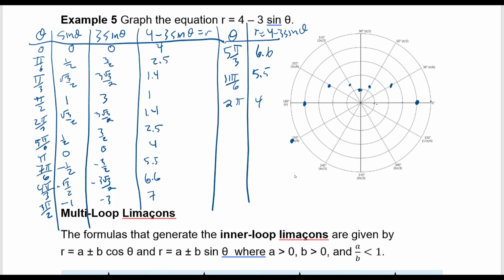At 4 pi over 3, we're at 6.6. So like, let's call that 6, call this 7. So right about there. Because at 3 pi over 2, excuse me, we're down here. And then we're here, 6.6, then 5.5, then back to 4. So the shape we're getting is something like this.